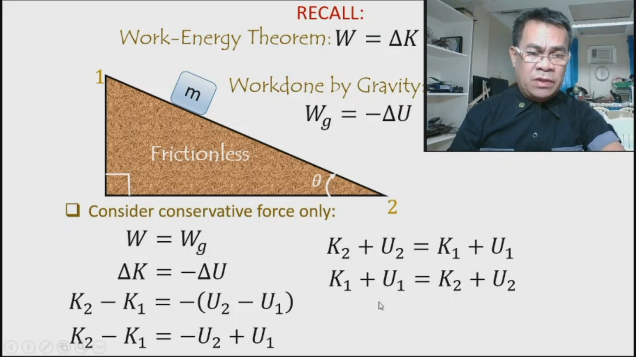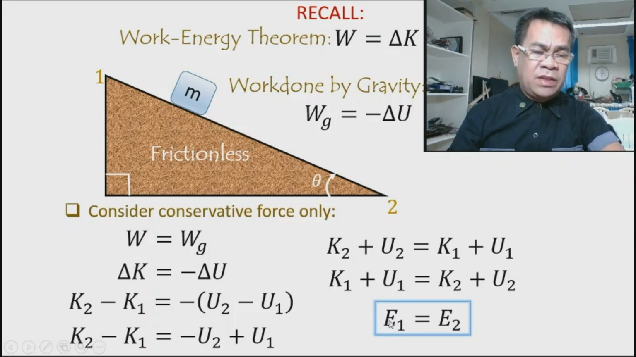So therefore, this will be our E1, while this one is our E2. E1 means the total energy at point 1. So the energy present during this travel at point 1, we have only the kinetic energy and the potential energy. These are all mechanical energies. Okay, so on the other side, we have K2 plus U2.